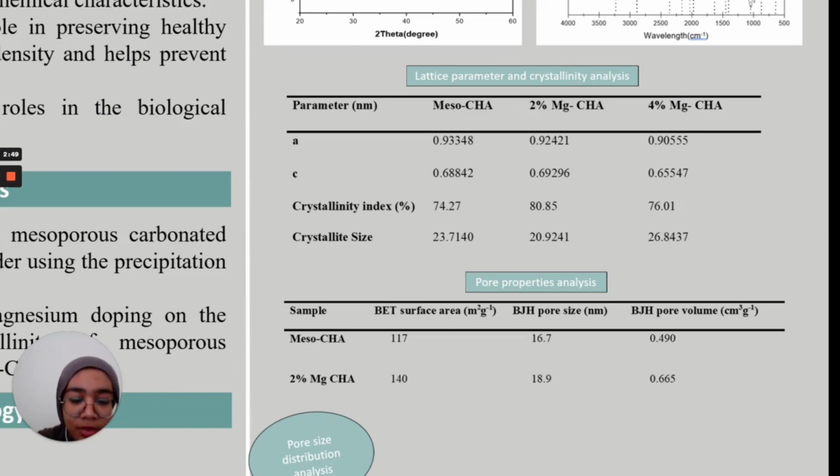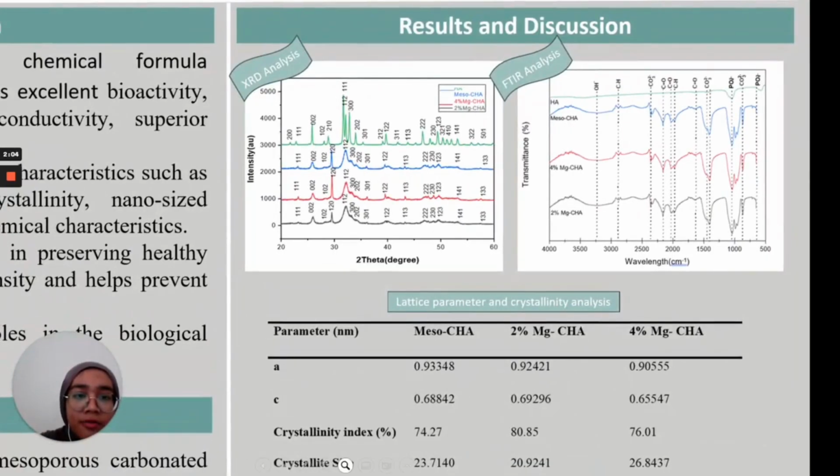And from this table also, we can see that the 2% magnesium carbonated hydroxyapatite has the smallest crystallite size, resulting in a more compact structure of the carbonated hydroxyapatite. However, when we increase the amount of dopant to 4%, we can see that the crystallite size increases. Thus, the right amount of dopant is needed to enhance the crystallite size of the sample. However, the crystallite size of all the samples is still in the range of Mesoporous dimension, which is in between 2 to 50 nanometer.